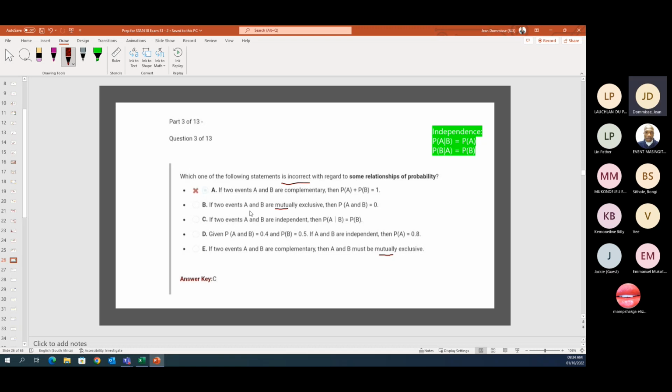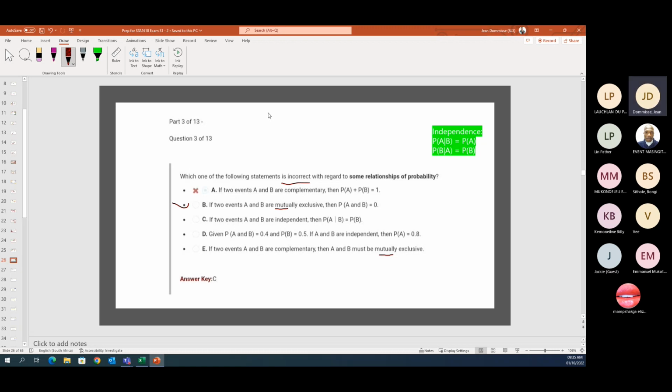So if 2 events A and B are mutually exclusive, then the probability of A and B is equal to 0. Okay, so that is correct. We now know that. If 2 events A and B are complementary, then A and B must be mutually exclusive. Okay, so that now is an interesting one.